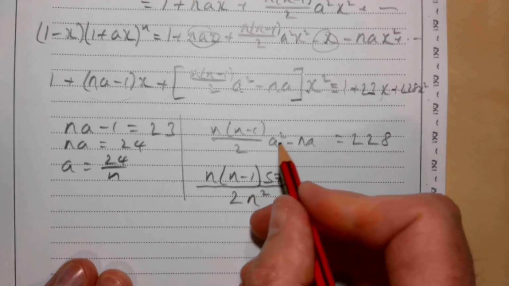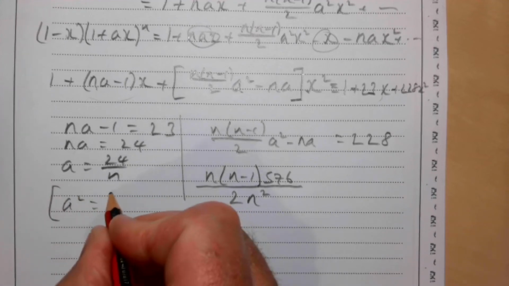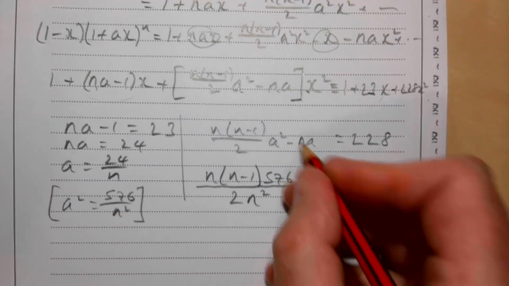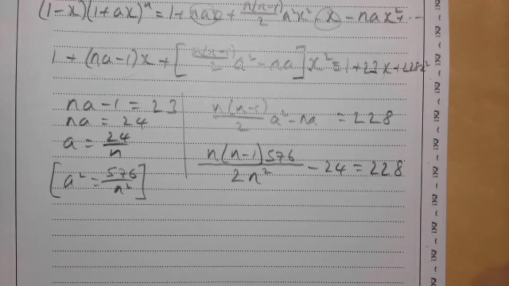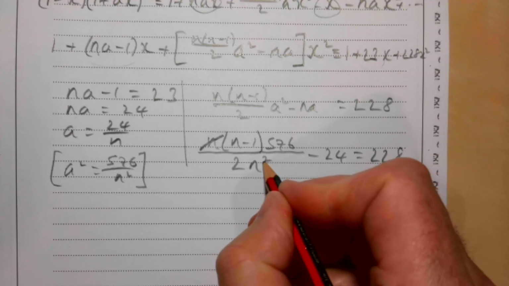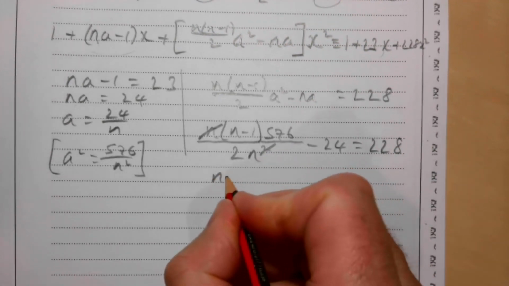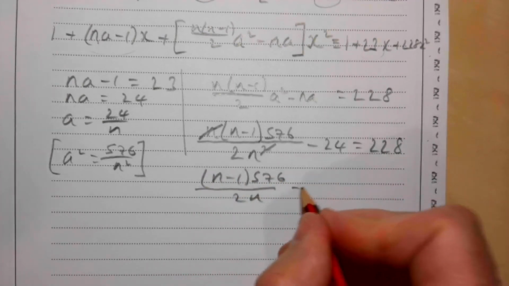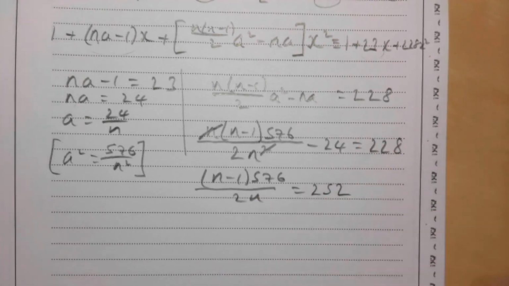But it's quite hard to follow. I've exchanged my a squared here. Effectively, a squared is equal to 576 over n squared because of that. Take away na, so let's take away 24 equals 228. We have an n squared in the bottom here and an n in the top, so that n is going to go with that, if you're still with me. And then I have (n minus 1) times 576 over 2n, and then take this over the other side, that is going to be 252.